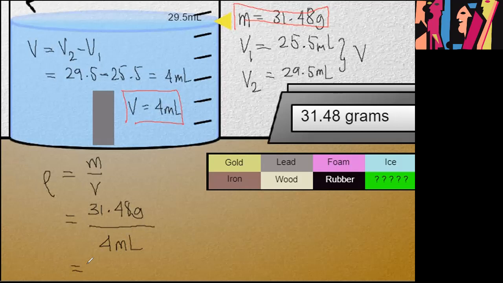I can do the math. I'm going to take the numerator divided by the denominator. It looks like I get 7.87. Now have a look here. Here's where the units come in. That's my g divided by ml. So the units here would be g divided by ml. And so our final answer is, well, what's the density of this object? 7.87. I think it's 7.87, right? Grams per milliliter.